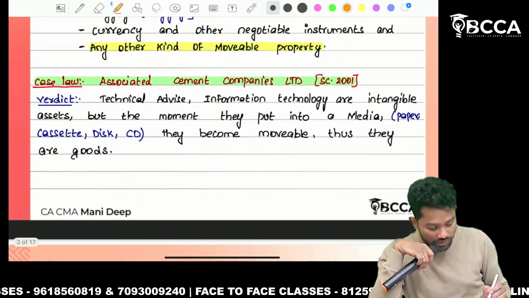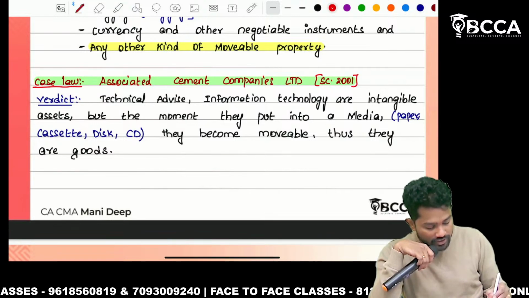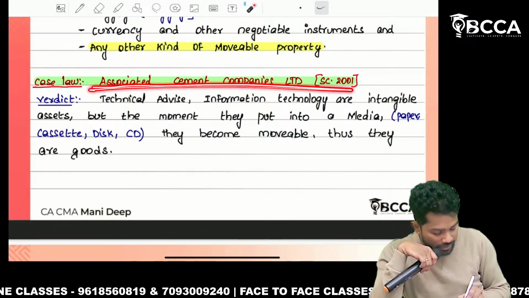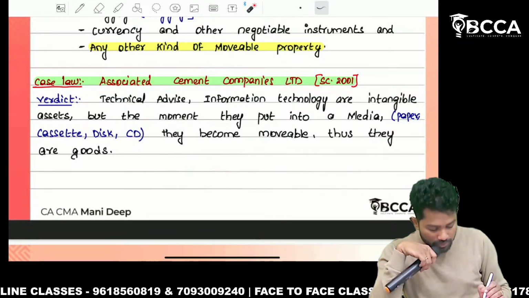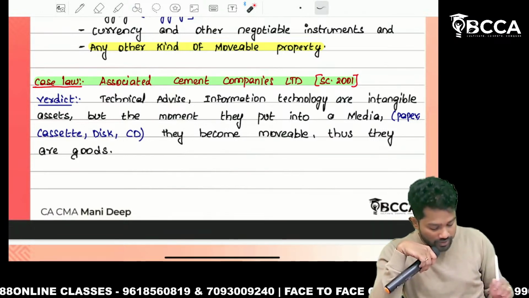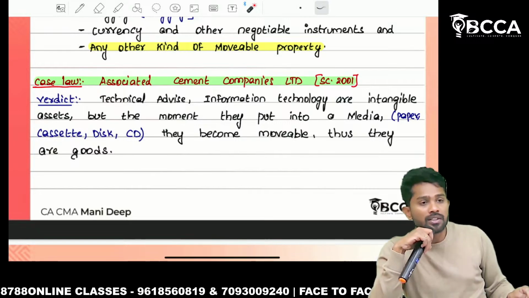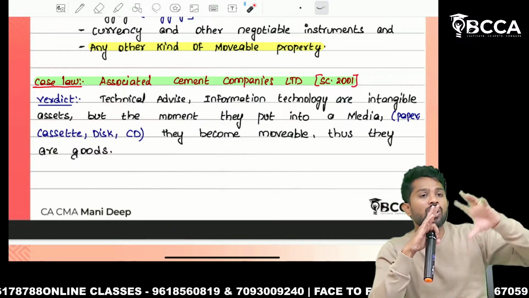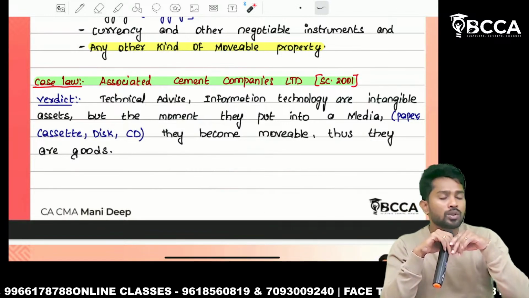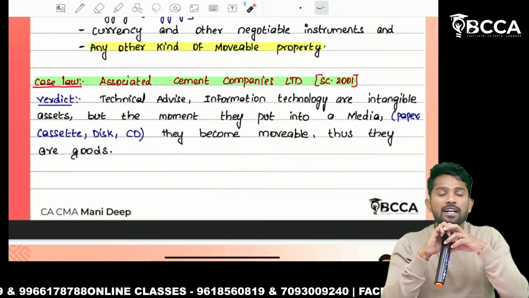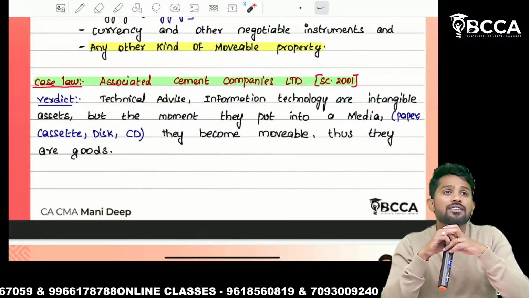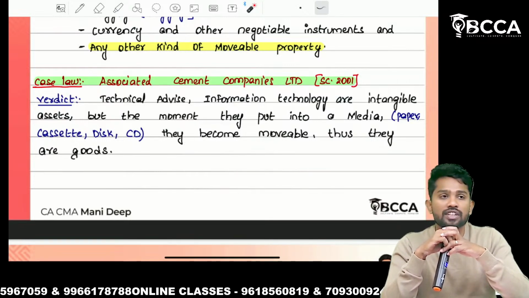Then the case law. What is the case law? This case law is about Associated Cement Companies Limited. What is the case? Sir, here there is a cement factory. This cement factory wants to install its plant and machinery, and construct its plant. To construct the plant, they need designs. So from a foreign country, they asked for the designs for the construction of their cement factory.